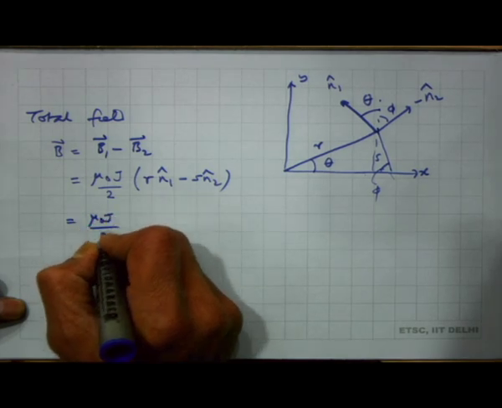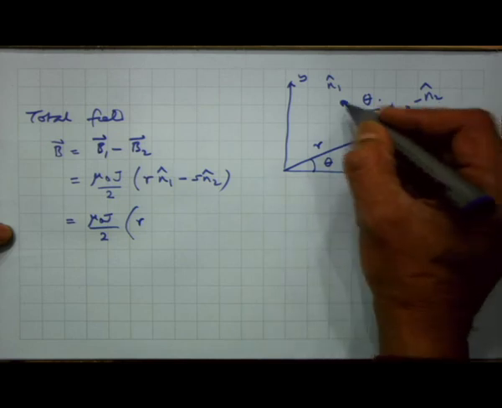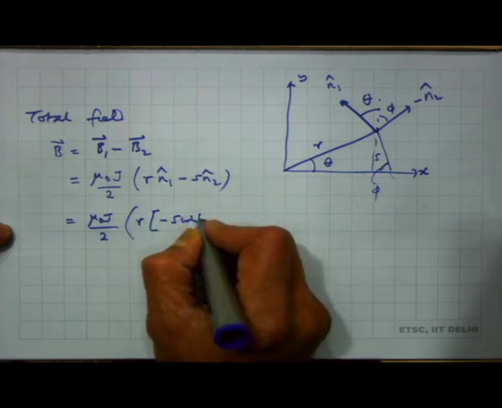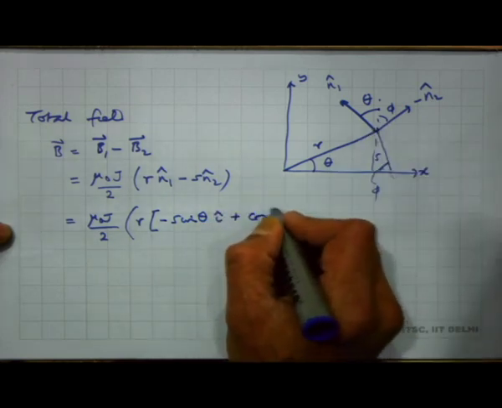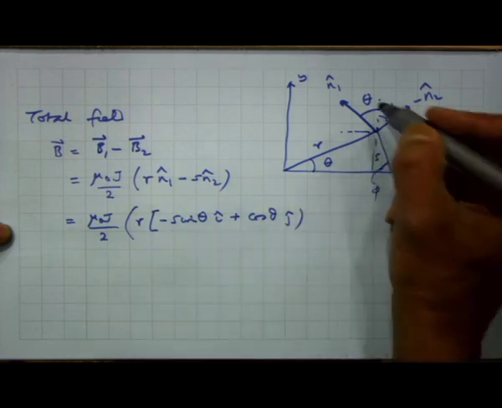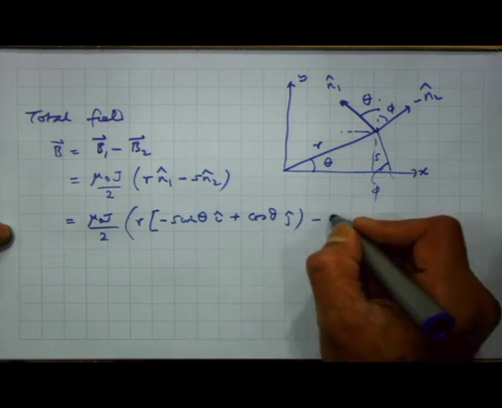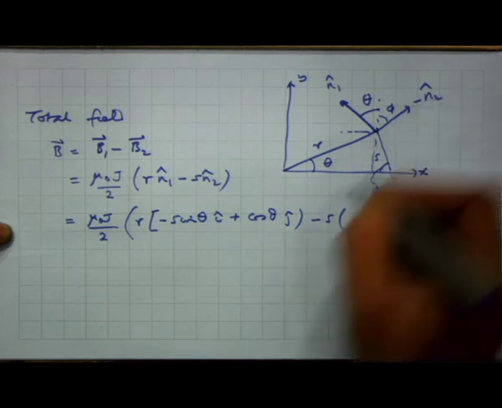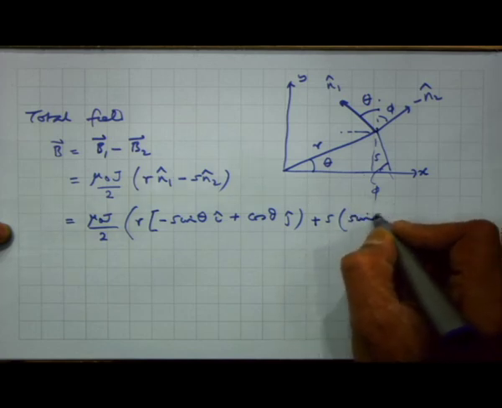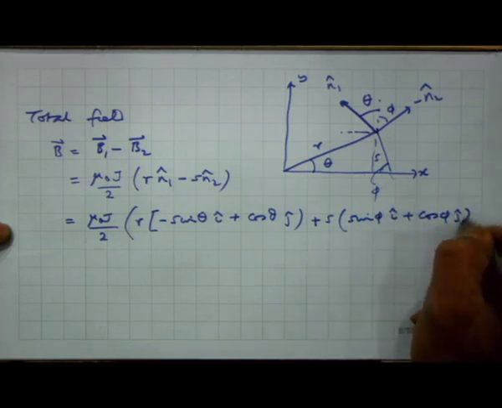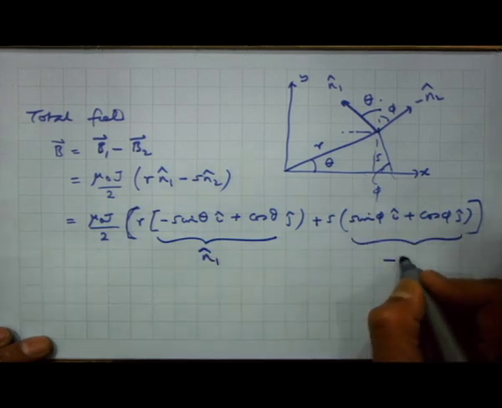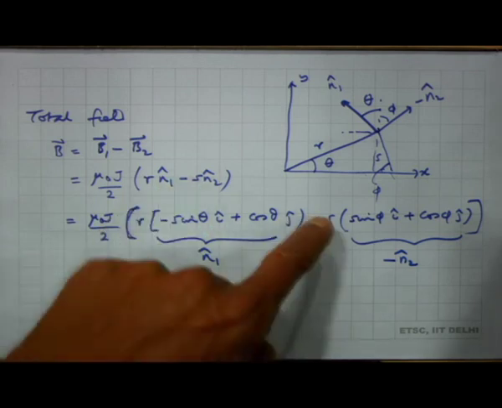So, this is mu 0 j by 2, now R times n 1 cap. So, if you look at n 1 cap, it has a x component and a y component. So, the x component is minus sin theta i cap plus cos theta j cap. This vector has a component along this direction, x component, which is negative. So, minus sin theta i cap plus a positive component along y, which is plus cos theta j cap, and then minus s times n 2 cap. So, because I am writing this is minus n 2, so I have a plus sign here. So, this will be plus s into sin phi i cap plus cos phi j cap. This is n 1 cap, this is minus n 2 cap. So, I have taken the minus sign, minus n 2 cap I have written.